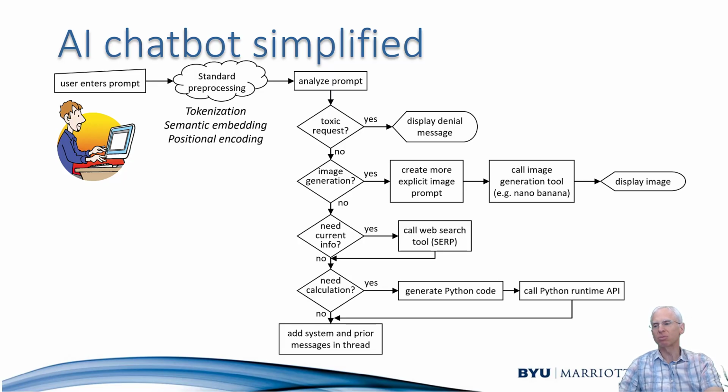Then you add system and prior messages in the thread. So these chat tools all have lots of system instructions. You don't see them, but they go with your prompt. They tell it what to do, how to format the results, how psychopathic it should be, how much detail, stuff like that.